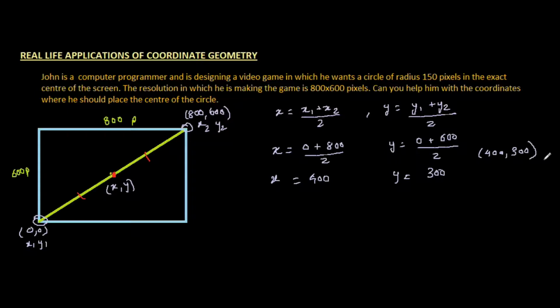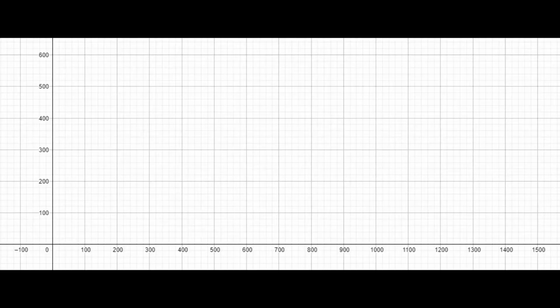Now let's have a look on the Cartesian plane and let's see whether the circle looks okay or not. Well, so this is a Cartesian plane that I have, and first of all what we need to draw is the computer screen that John is working with. So to do that, we start from here, 0 0, and we go 800 units on the right, 600 units up, then back to the y-axis and to the origin.